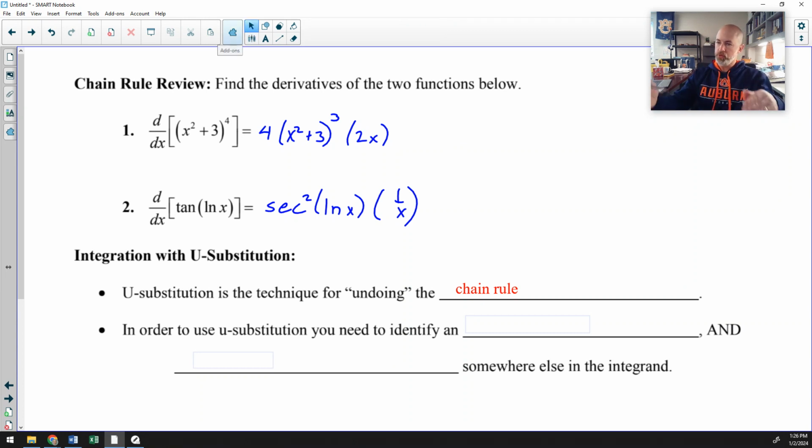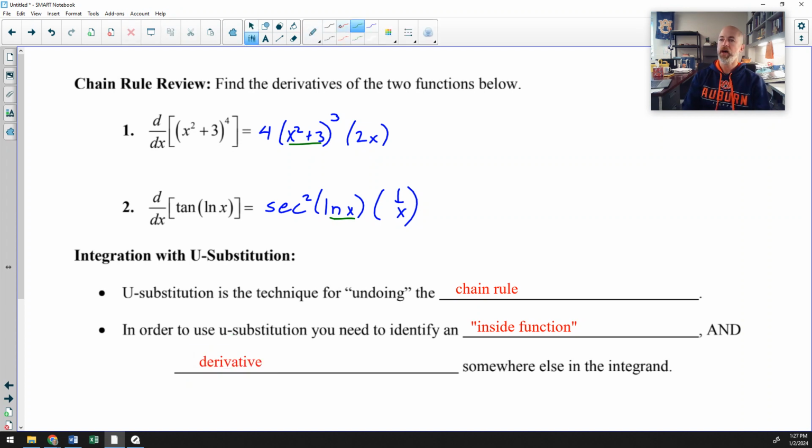And if we're going to do the chain rule in reverse, then what we're going to need to be able to do is identify some inside function, no different than when you were doing the chain rule. You identify an inside, which you ignore, and then in the end, you multiply by the inside's derivative. So we want to identify some inside function, and in these two cases, the inside function is here and here. That is inside the other functions of secant squared and 4 times stuff cubed. And while you're identifying the inside function, you want to simultaneously be looking for the derivative of that inside function.